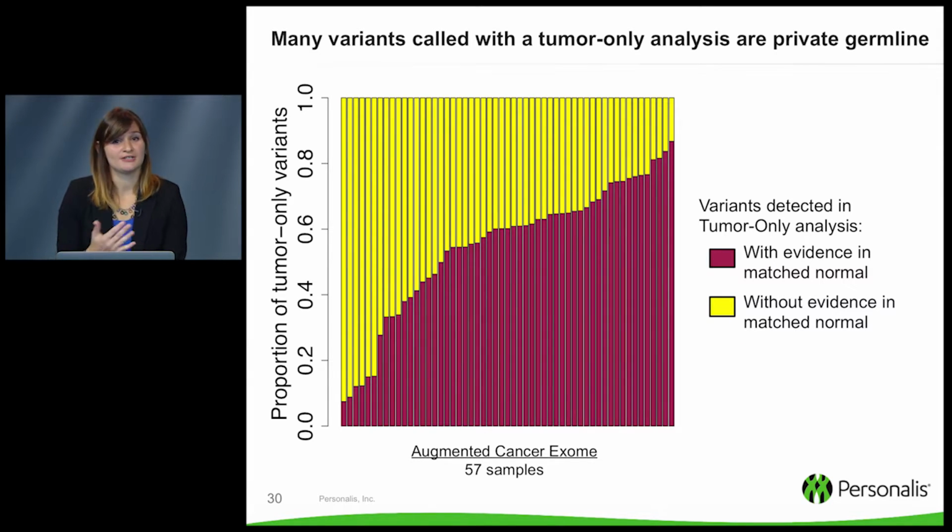Now, since in this case we actually had the matched normal available as a reference, we were able to cross-reference the tumor-only variants. So for each sample along the x-axis, the height of the bar represents all variants called in tumor-only mode. And in maroon is the proportion of variants that have evidence in the matched normal as well. So you can see here that there's a large range of tumor-only variants that are actually private germlines. This ranges from 10% to 80% in some samples, but for most, it's about 60% of the variants that are actually miscalled germline. So even with those stringent filters and population cutoffs that we employ in our tumor-only pipeline, many private germline variants are still being called when the matched normal is not used.